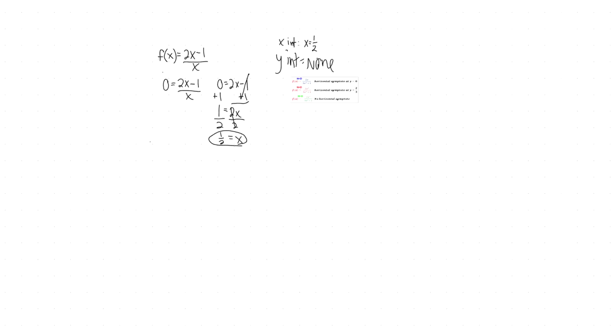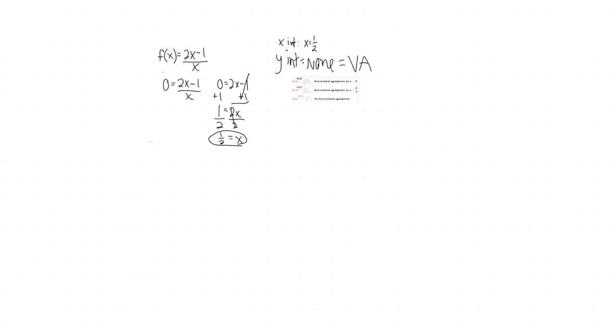All right, that ties in nicely with our vertical asymptote. The vertical asymptote goes up and down. If there's no y-intercept, we also know that that's our vertical asymptote. I'll show you a graph at the end.